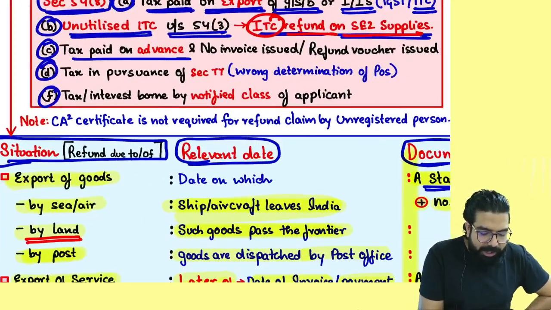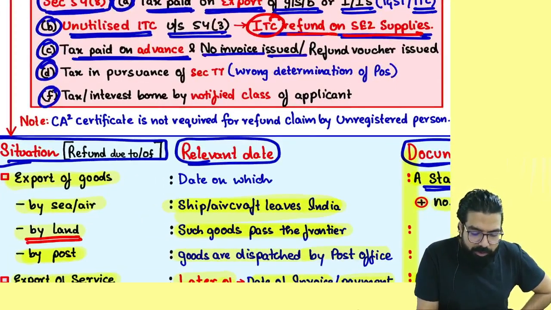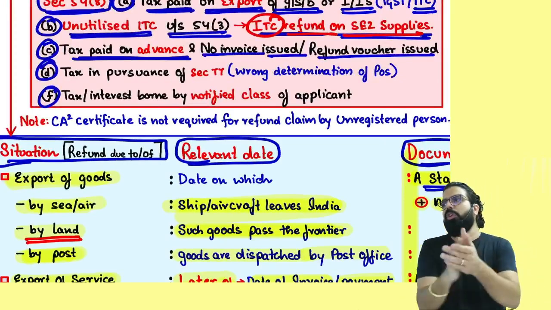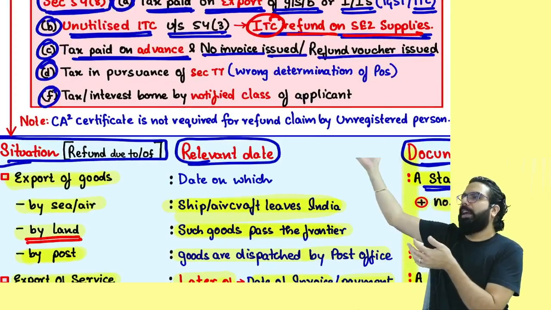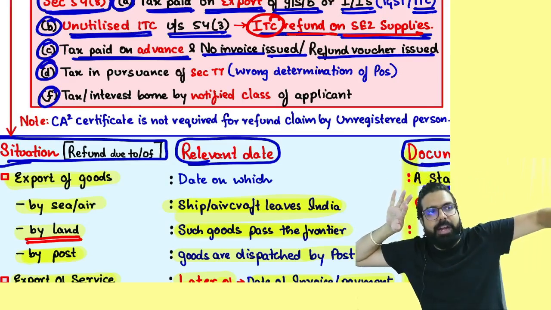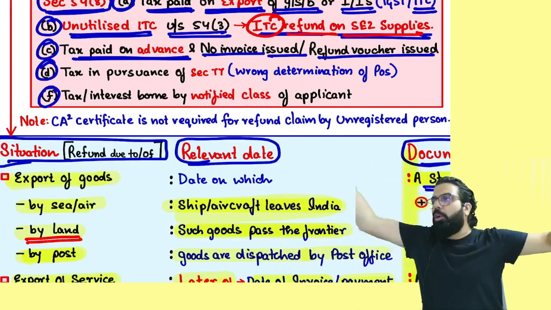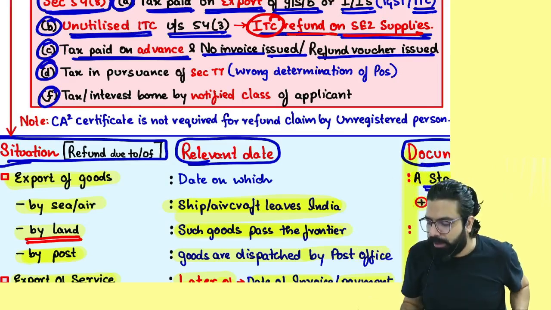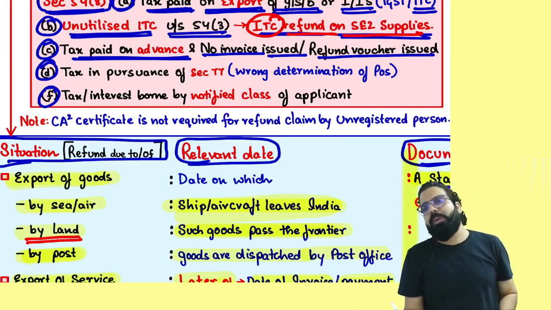Everyone, over here: tax paid on advance, no invoice was issued, and a refund voucher was issued. You gave me an advance, I paid the tax to the government. Later I refunded the advance, so I will issue a refund voucher. The government will also refund the amount to me. There is no requirement of any proof of unjust enrichment.